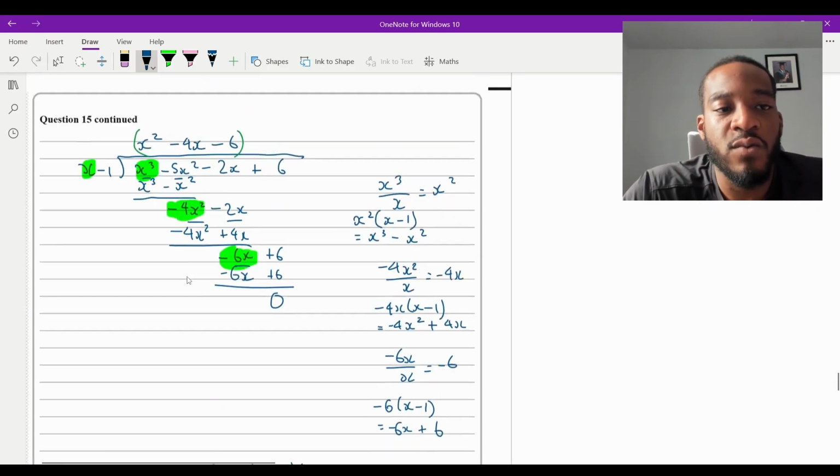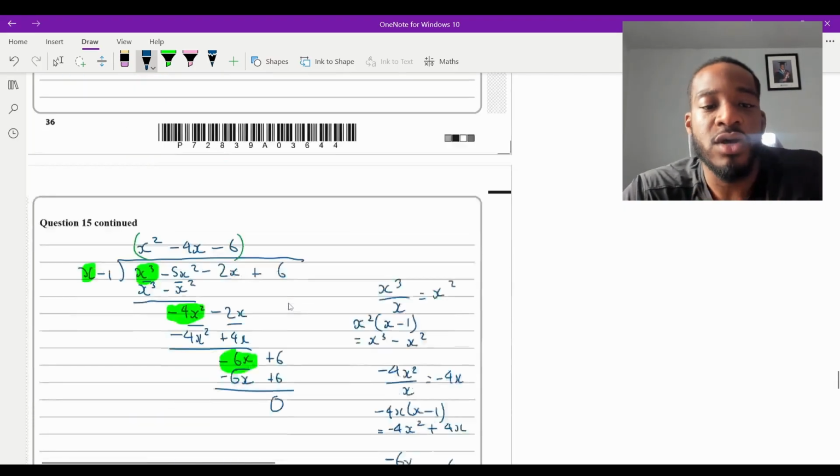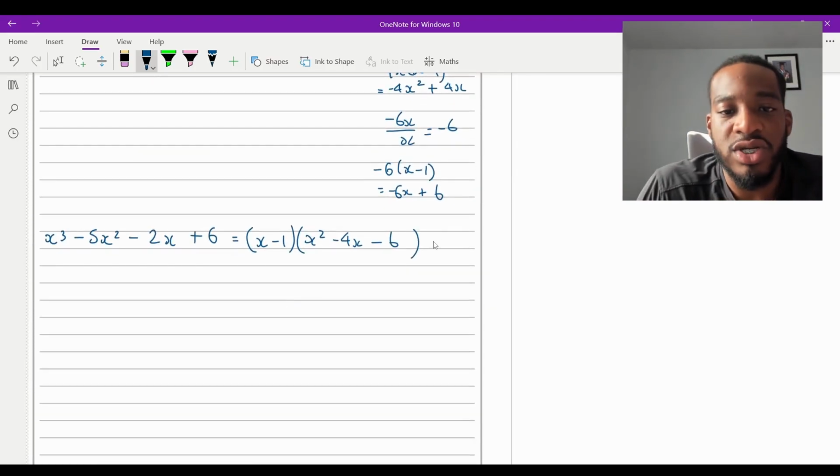Now remember the whole point of what we're doing here. We made this equal to 0. We're trying to figure out what x is, right? We're trying to solve it, right? We're trying to figure out what x is when it's 0. So all we're going to do now is make this equal to 0.